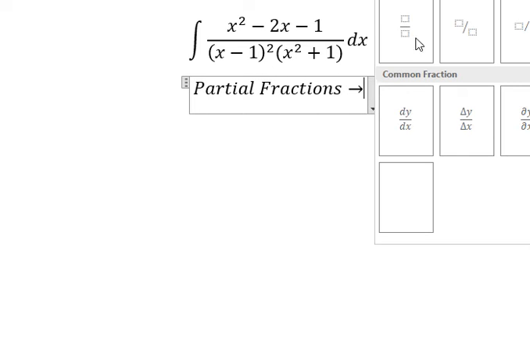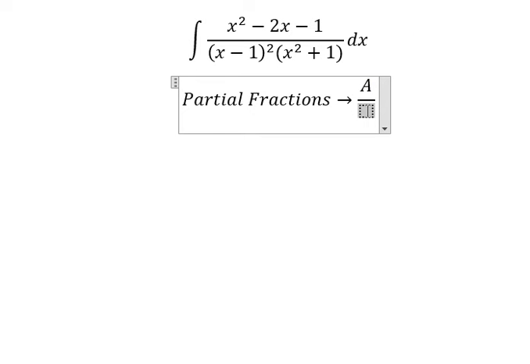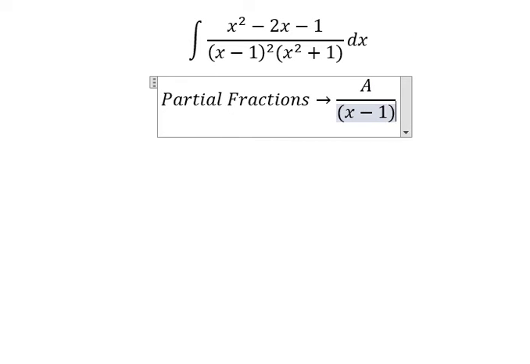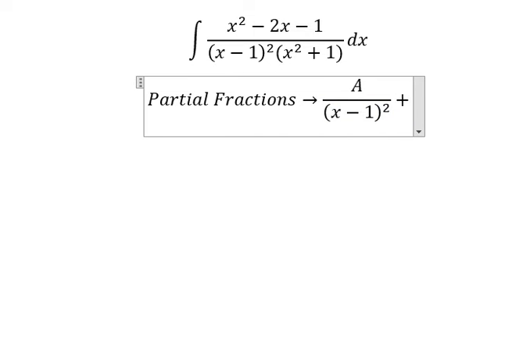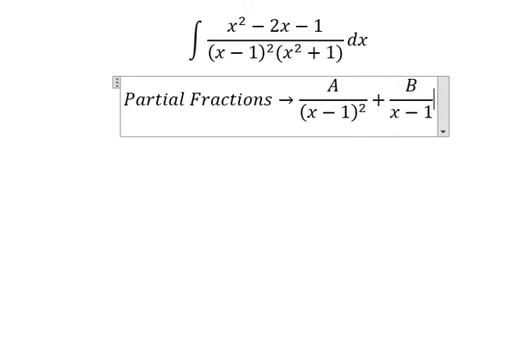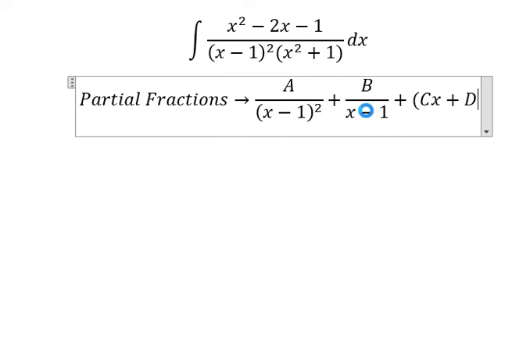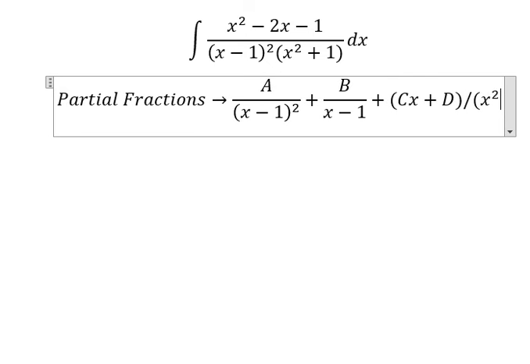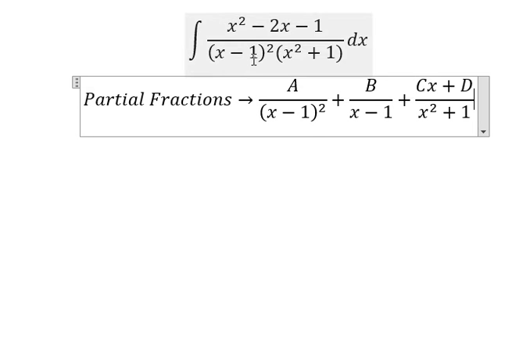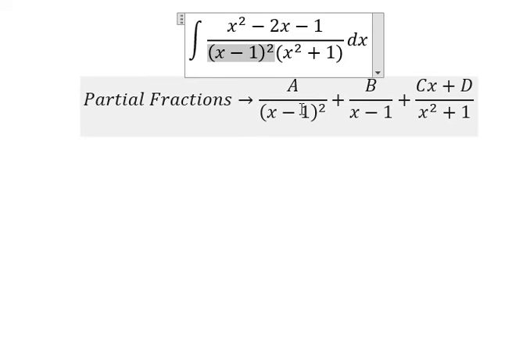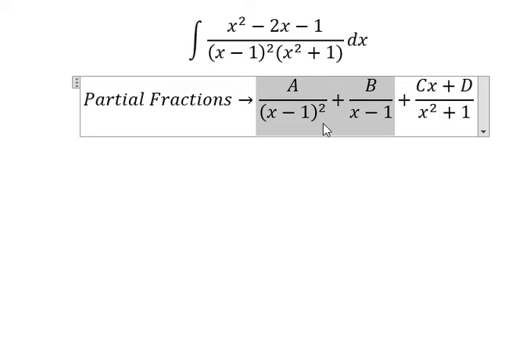So I will put capital A over (s minus 1) to the power of 2, capital B over s minus 1, and cs plus d over s squared plus 1. Because we have the power 2 in here, that's why we need to have two fractions, and we need to reduce the power from number 2 to number 1.